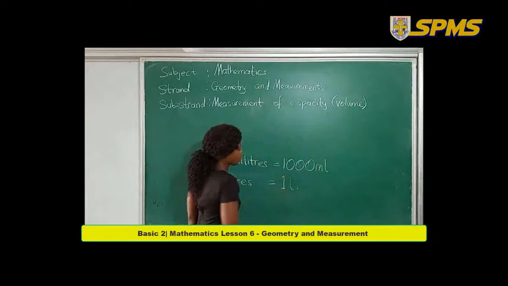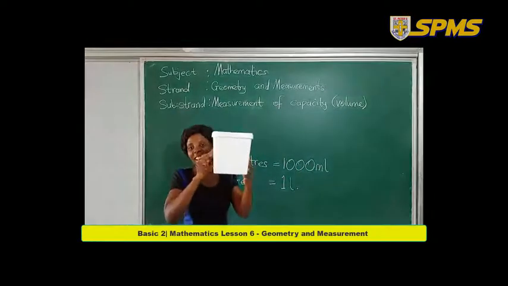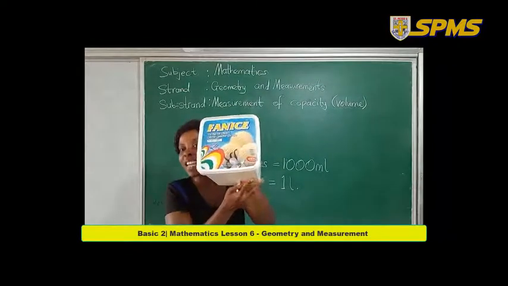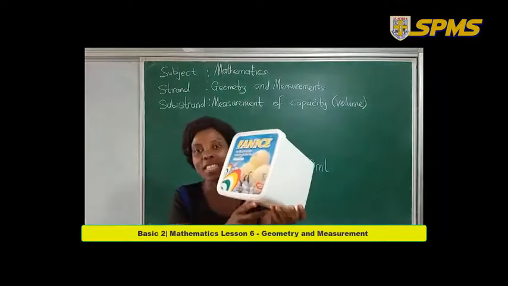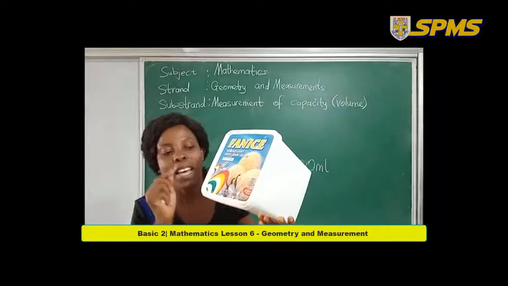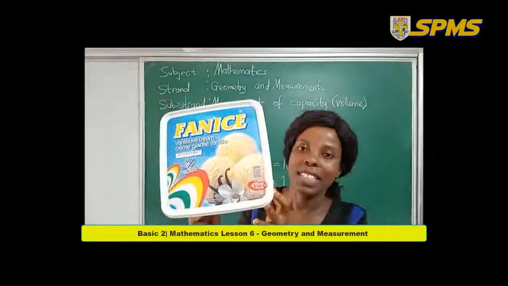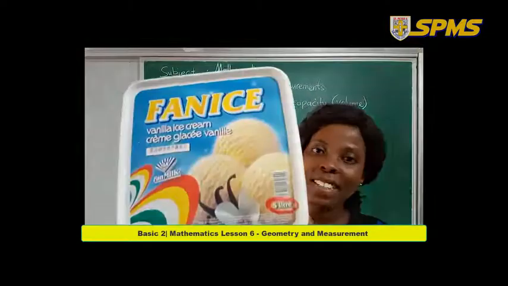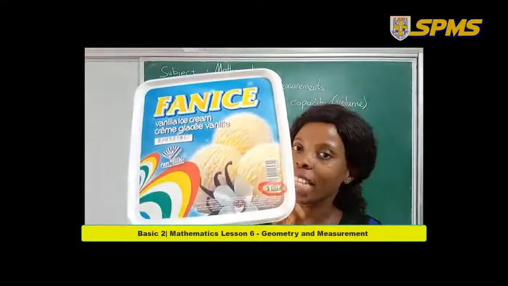This is 1. Okay. Look at this container. What container is this? A fine, nice container, an ice cream container. The unit of its measurement is on it. Try and look out for it. What is its capacity? Can you see it? What is the capacity of this ice cream container?